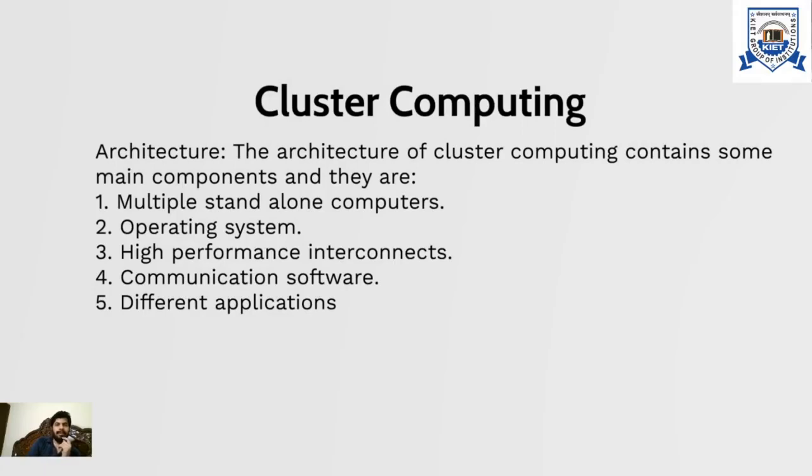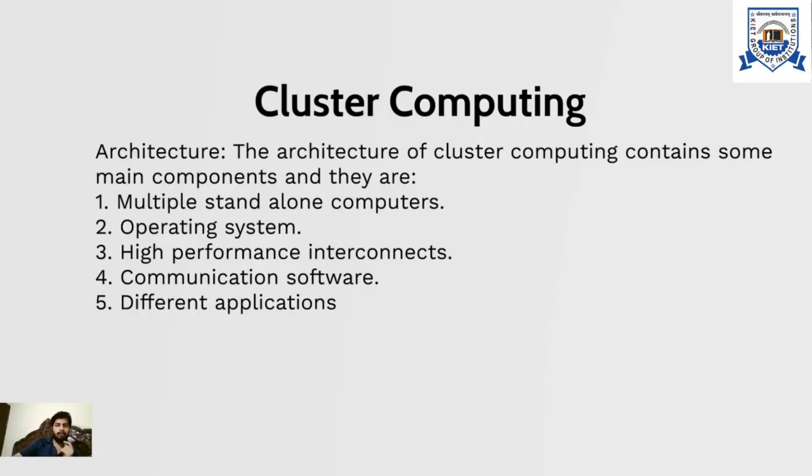Now, as far as the architecture is concerned, it contains some of the main components. The first is multiple standalone computers. Obviously, if you are planning to have a cluster computer, you must have standalone computers with an operating system, and not only an operating system, but the same operating system, because every computer is identical and they work together as a single computer, so they must be identical. Now the third one is high performance interconnect.